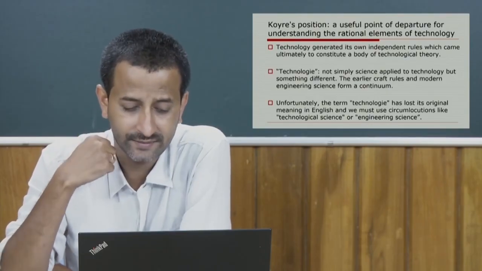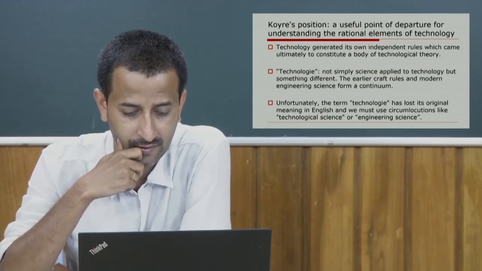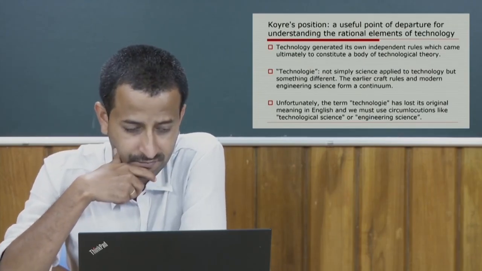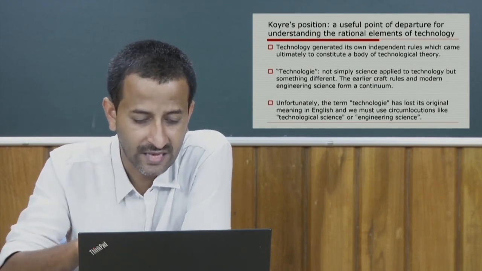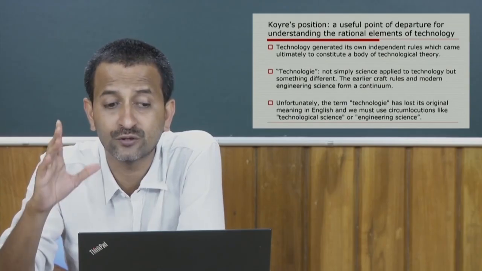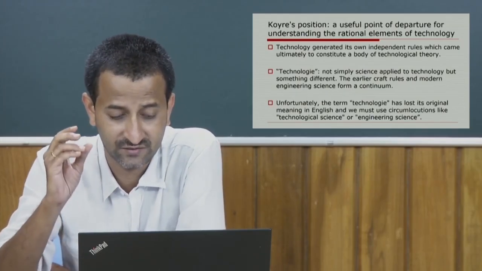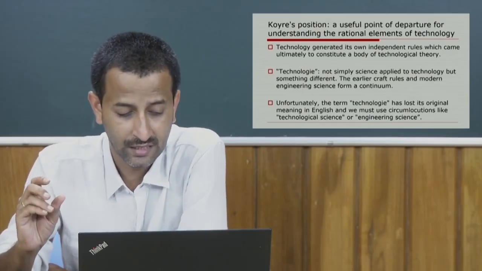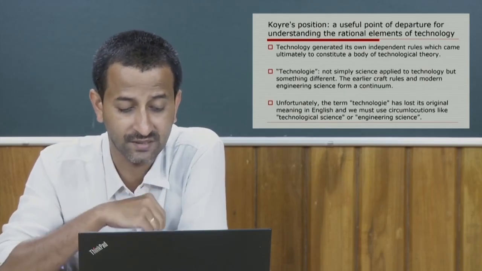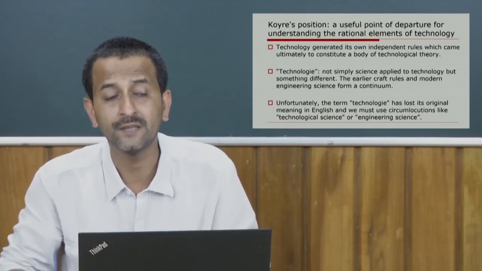Coit held that technology constituted a system of thought essentially different from that of science. Technology generated its own independent rules, which came ultimately to constitute a body of technological theory, and this body of knowledge was then transformed in a fundamental way under the influence of science. But the result was not simply science applied to technology, but something different, which Coit called technology.